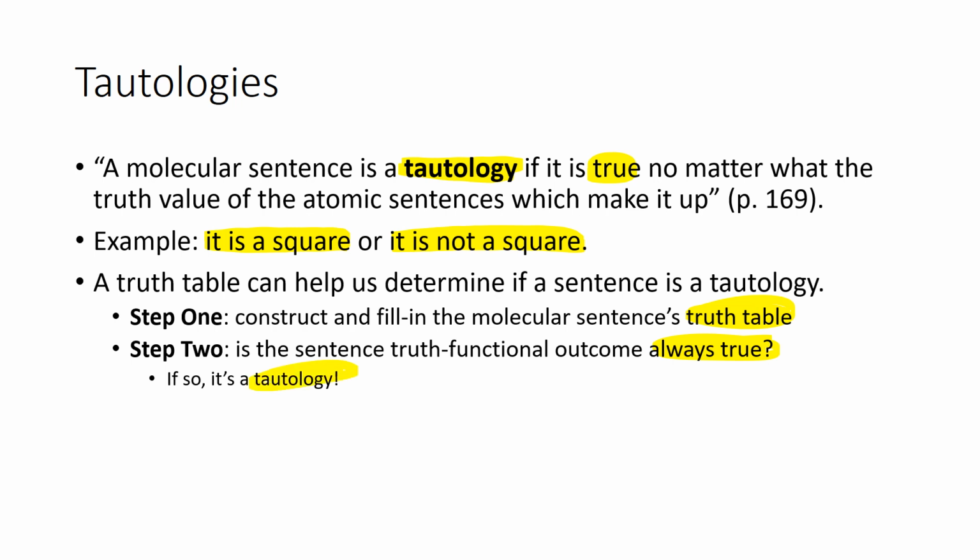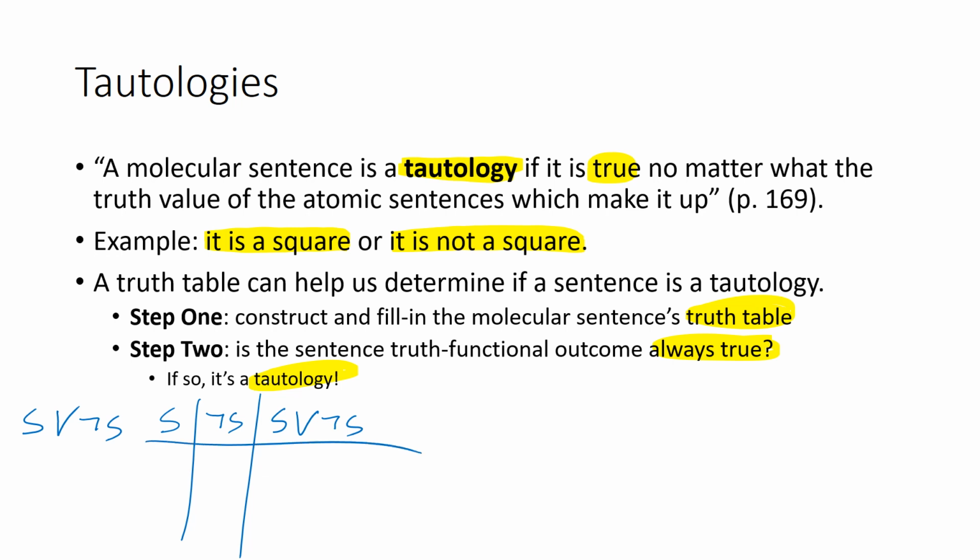Let's consider that example. It is a square or it is not a square. We'll create a truth table. S, not S, S or not S. So S can either be true or false. That's it. This is exhaustive. There's no other possibility. Second column, not S, so true to false, false to true. Third column, S or not S. True or false is true. False or true is true. So we end up only at true outcomes. So we have a tautology.